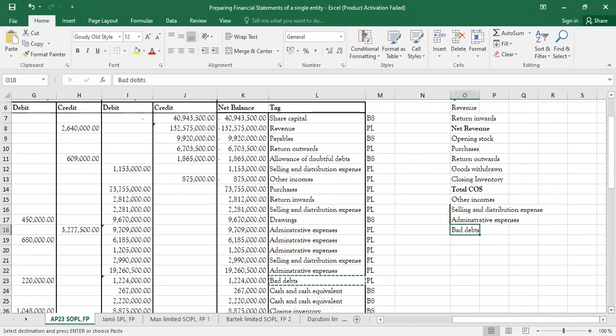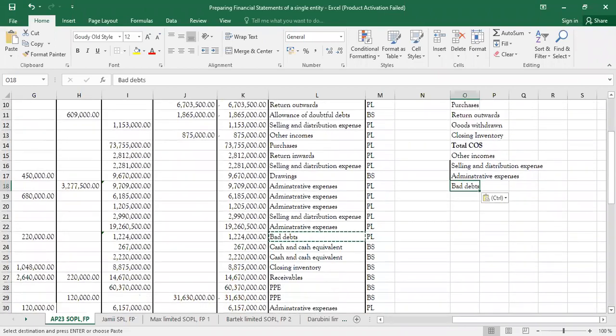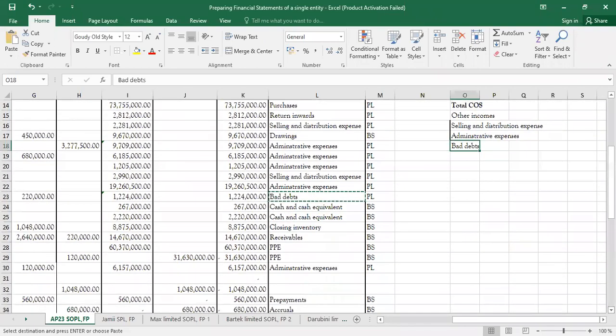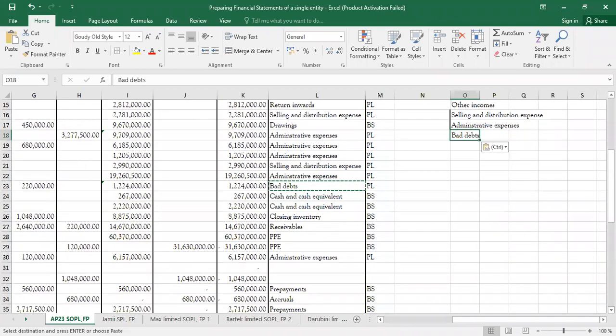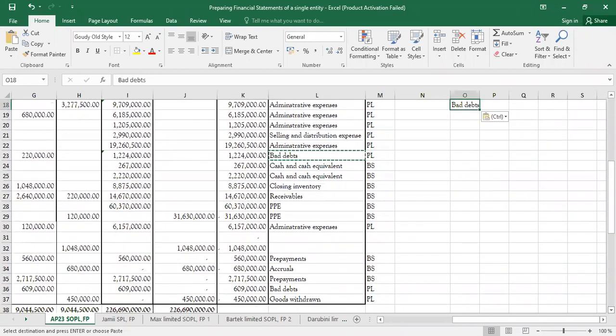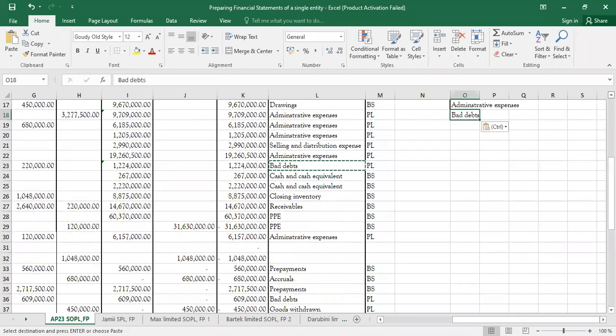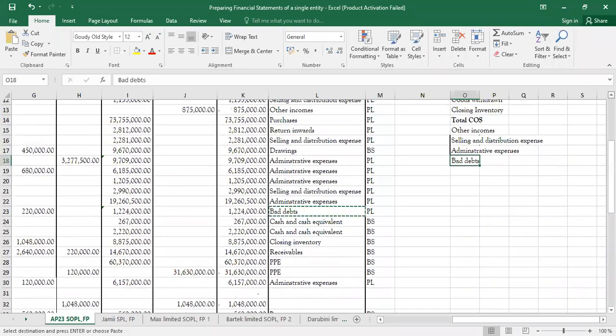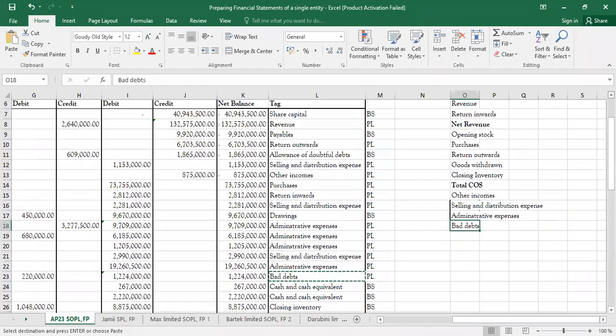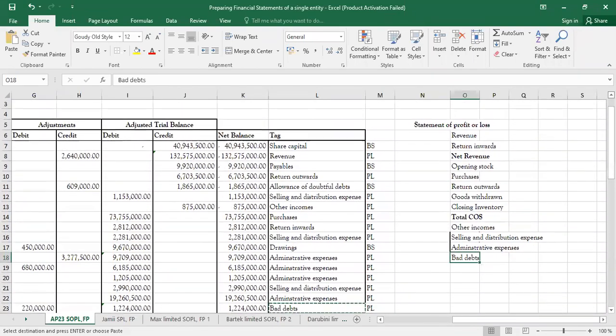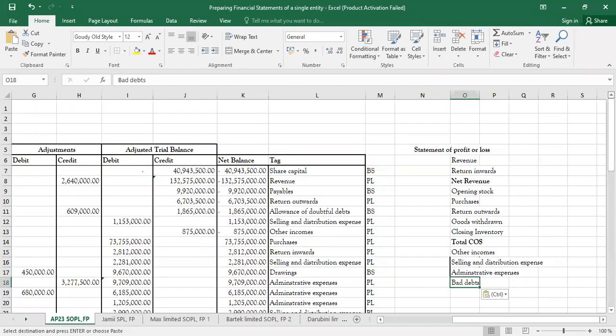Just take one. Cash and cash equivalent, receivable, PPE. Administrative expenses, we've already taken them. Also bad debts, we've already taken them. And also the goods withdrawn. So for our draft statement of profit and loss, there's nothing we've taken. Just I'll confirm: goods withdrawn we've taken, bad debts we've taken, administrative we've taken, also closing inventory, administrative expenses we've taken, selling and distribution we've taken.